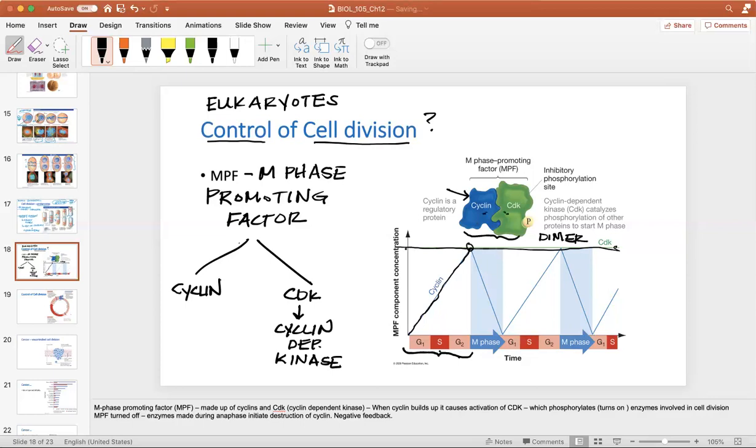Once you reach a threshold concentration of this dimer, it triggers the cell to move into mitosis, to move into M phase. And once it does, the concentration of this dimer, or actually of the cyclin, I should say, starts to decrease, okay? Well, let's talk about how that happens. So let me just do some erasing here.